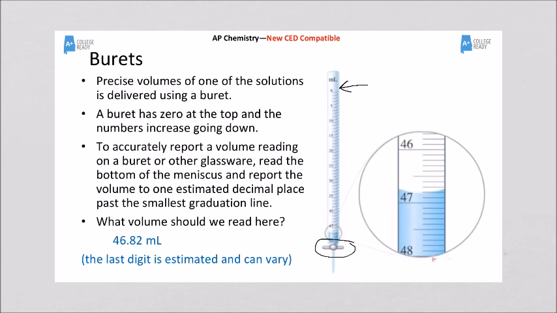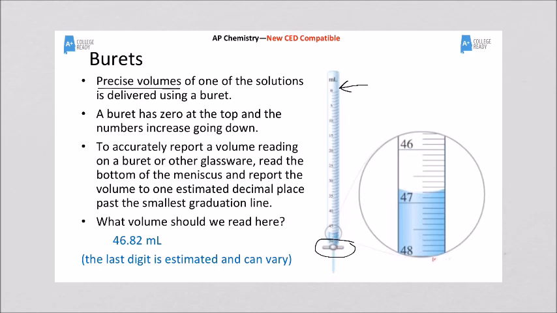When you open the valve so that the valve is parallel to the cylinder, it's open. Basically, you usually start at zero if possible. You drain out the needed solution drop by drop, and you can read how much you've used from the meniscus on the burette. This is a very precise volume measuring instrument. And again, just a reminder, it does start at zero, so you're measuring going down.